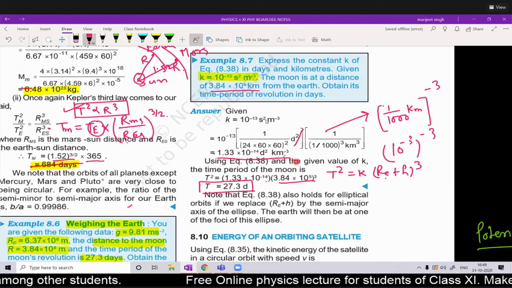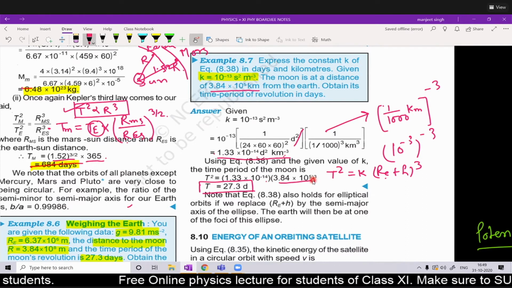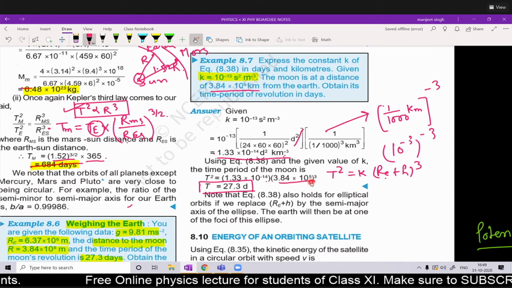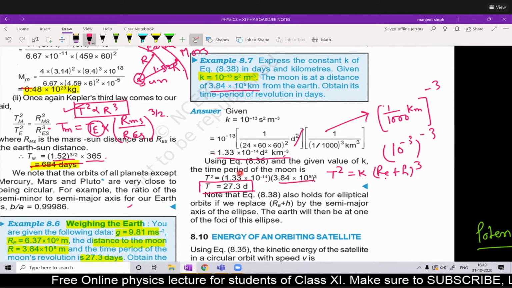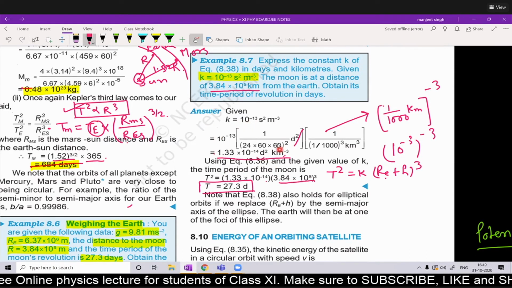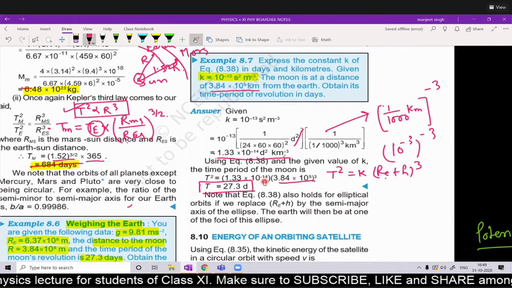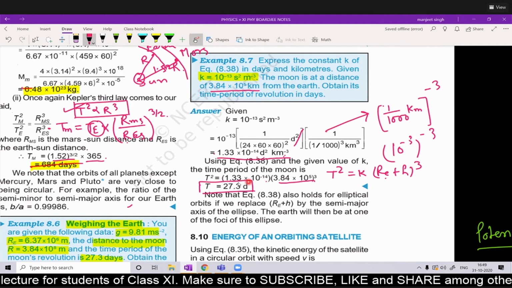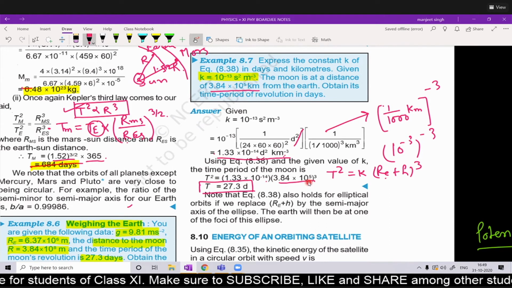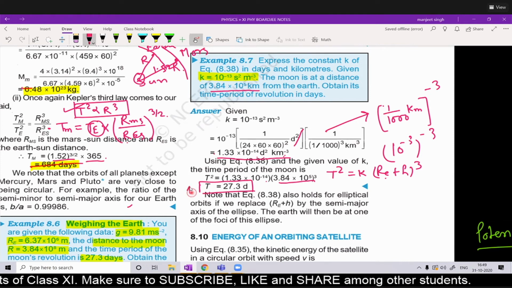3.84 into 10 power 5 kilometer comes here. So its cube is here, 3.84 into 10 power 5 cube. And this factor K is already in days and kilometers, so we will substitute here 1.33 into 10 power minus 14. T square is equal to KR cube. So this way we will get the answer in days, 27.3 days for the moon.